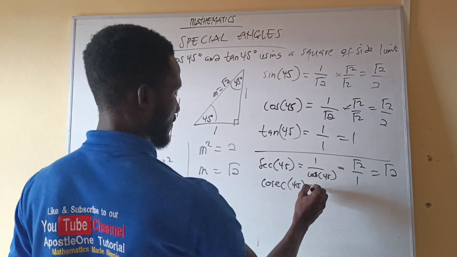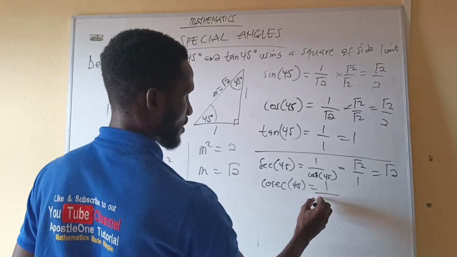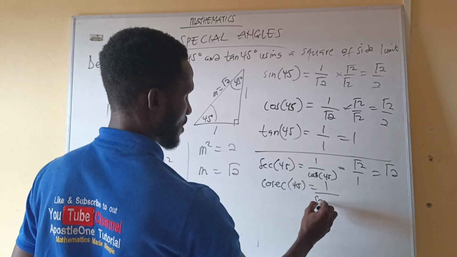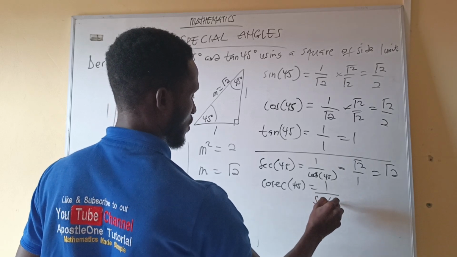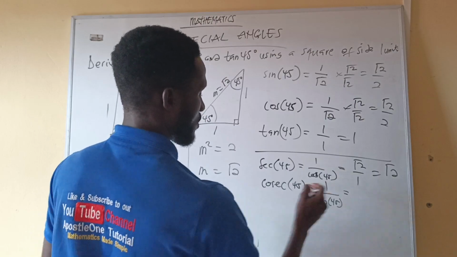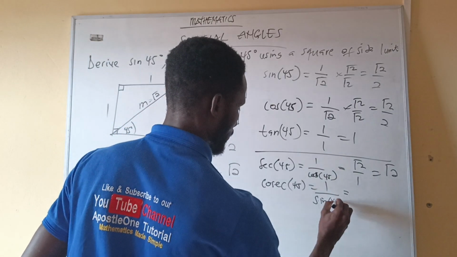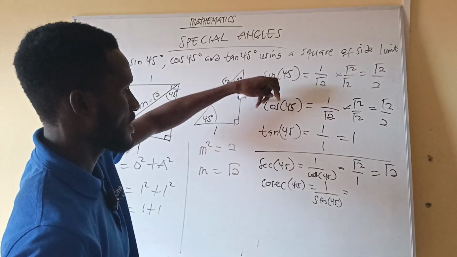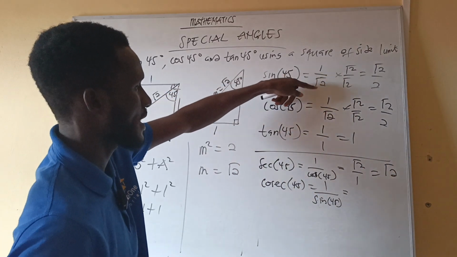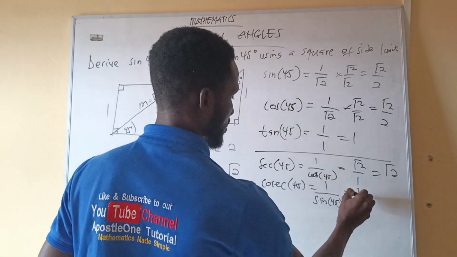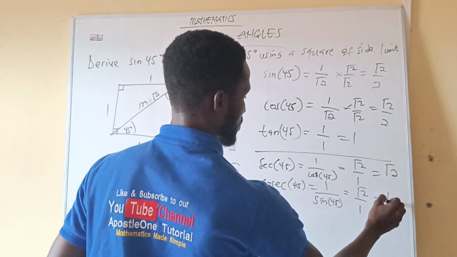In the same way, we can talk about cosec 45. Cosec 45 is 1 over what? Sine 45. So what does it mean? We need to turn this one upside down. Turn the sine upside down. So we're going to get the same thing, root 2 over 1, which is root 2.